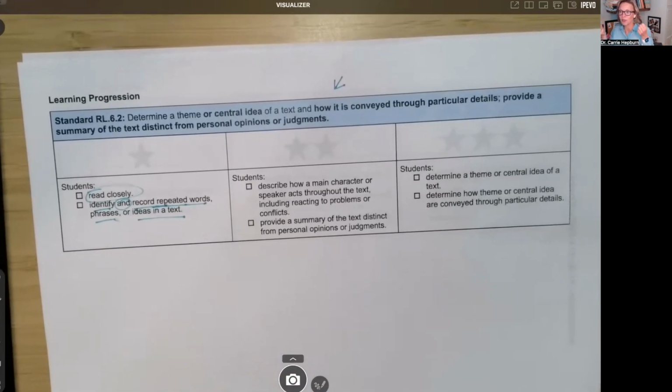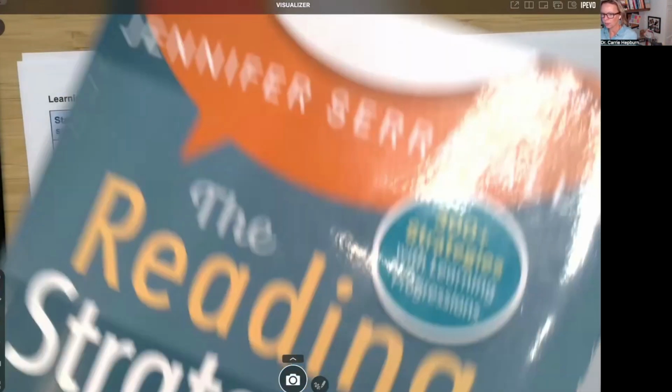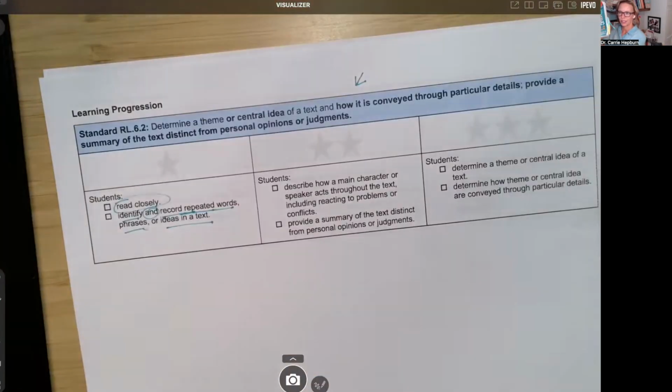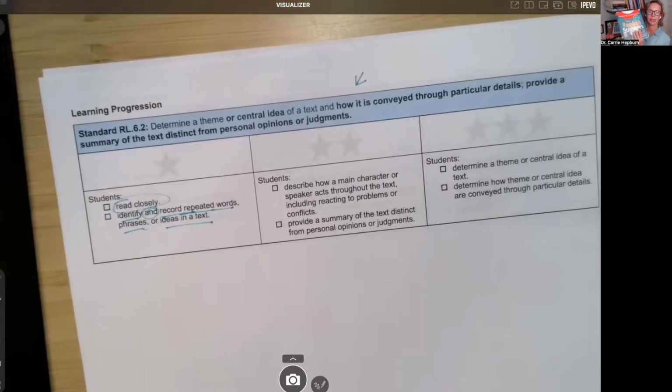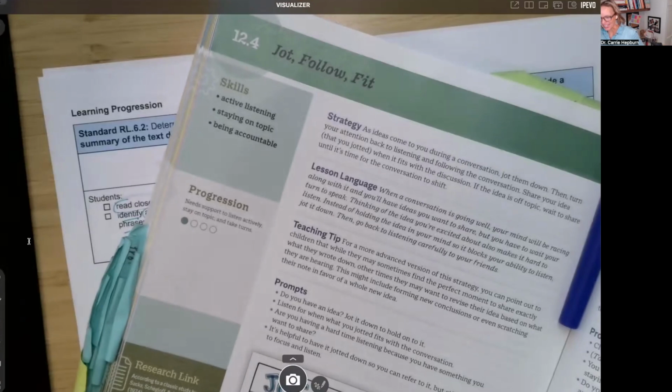So, as we noticed that students need to track repeated words, phrases, and ideas, I was like, what resources are district approved that we have on hand? Turns out that they have a district approved resource called the Reading Strategies book by Jennifer Serravallo. Sorry, trying to get that so you can see it. We pulled this out and we noticed we could pull some strategies immediately as they're reading and teaching students about this. So we first started with jot, follow, fit.